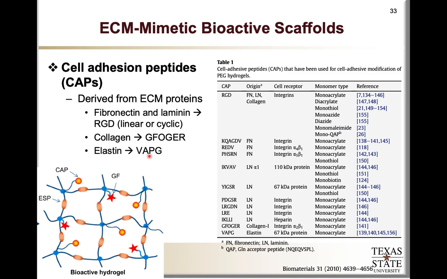These letters represent amino acid sequences, and the table on the right hand side is basically showing a number of different cell adhesion peptides, their origin, whether that's fibronectin, laminin, collagen, or elastin, and then the cell receptor that those peptides are known to be bound by, the integrins. And then on the right hand side is showing what types of monomers have been utilized to be able to incorporate those peptides into hydrogel networks. The next slide actually shows you one example.